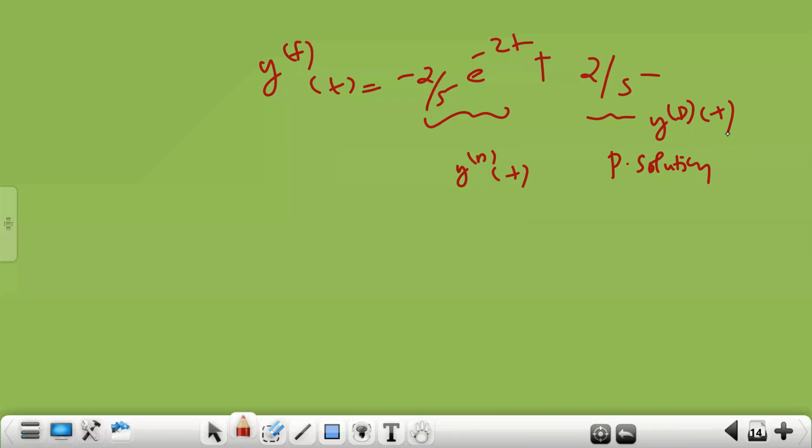Then only you have to apply the initial conditions. I hope it is very clear. Initial conditions you are not going to apply as soon as you finish your natural response. You have to wait until you get the particular solution and then add it to the natural response. Then only you are going to apply the initial conditions and find C1, C2. Okay. Is that clear for you?